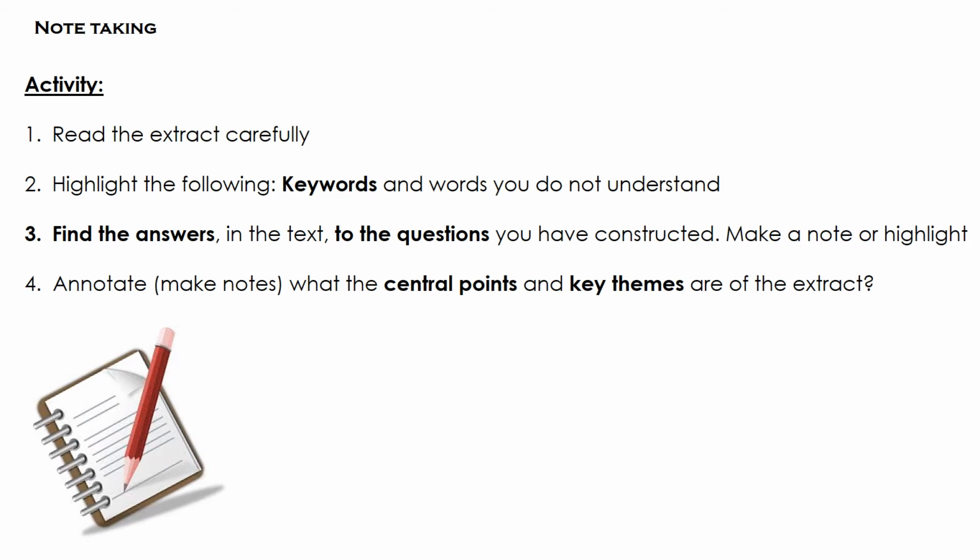Activity. Have a go at devising your own questions for a selected text that you will need to read. Read the extract carefully. Once you've done that, highlight the following keywords and words you do not understand. Find the answers in the text to the questions you've constructed. Make a note or highlight. Annotate, make notes, what the central points and key themes are in the extract.